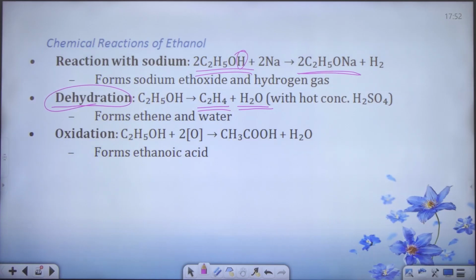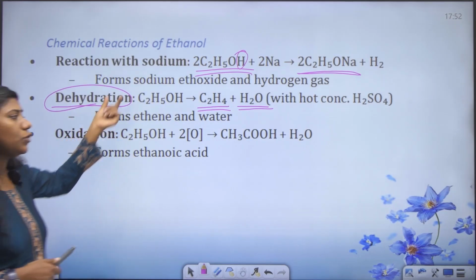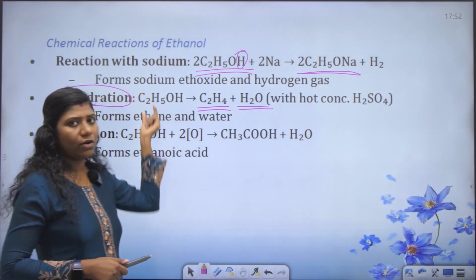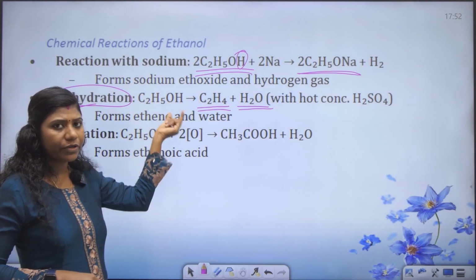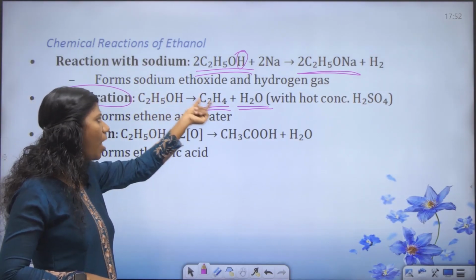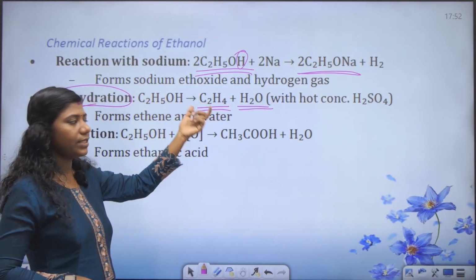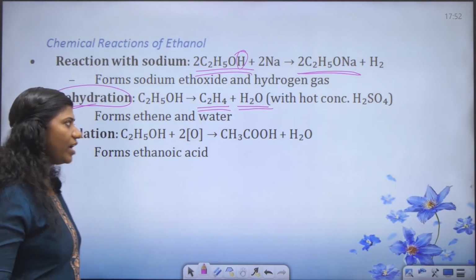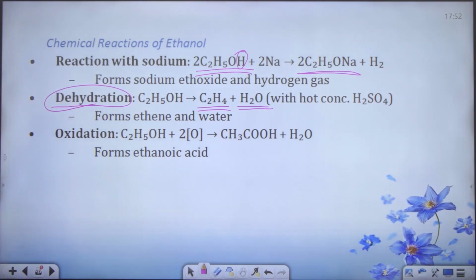Decarboxylation means removal of carbon dioxide. Here a water molecule is removed, so the reaction is known as dehydration. When alcohol reacts with any concentrated acid, it liberates water molecules. Here ethanol reacts with hot concentrated sulfuric acid to form C2H4, which is ethene, and also water. It eliminates water molecules, so the reaction is called dehydration.